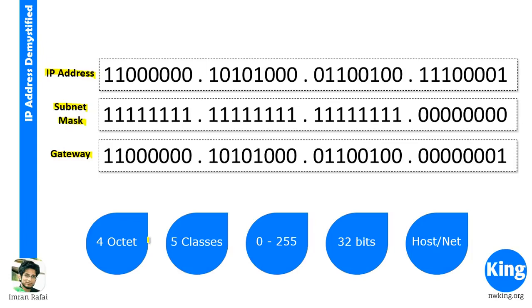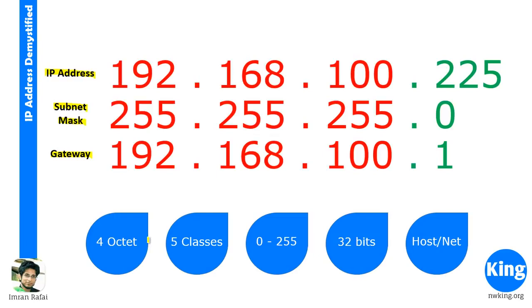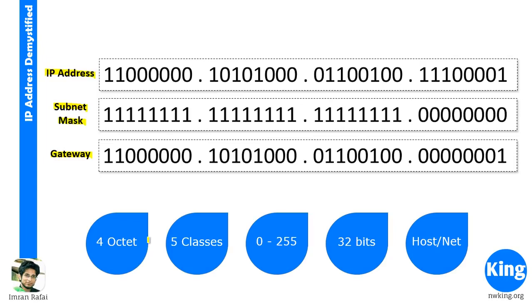But since humans like you and I do not have the capacity to remember a number like this, it is made easy for us by converting these binary numbers to a decimal form like this. This form of representation of the IP address is called the dotted decimal representation. It is nothing but the binary octets here on the screen converted to the respective decimal number. So you might ask, how do they do that?